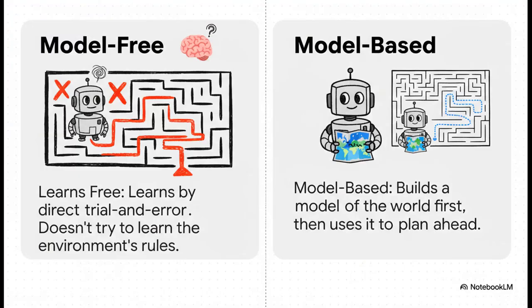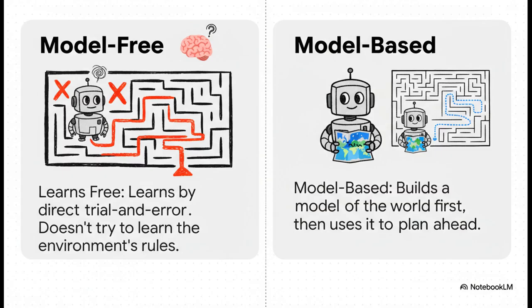On the one hand, you have model-free learning. This is a lot like learning to ride a bike. You don't sit down and study the physics of balance and friction, right? No, you just get on and learn by falling over. A lot. The agent doesn't know why an action works, it just knows that it works.